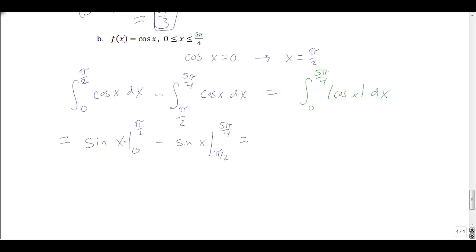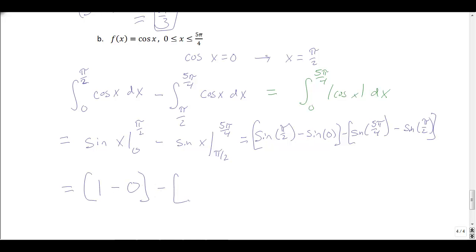Here, plugging in pi over 2 for x in the first one gives me sine pi over 2. Plugging in 0 gives me a minus sine of 0. That's my first grouping. Second grouping, I plug in sine 5 pi over 4, and then I subtract, plug in pi over 2 for x, sine pi over 2 here. And so what I get, when you look at this, I get sine of pi over 2, that's really 1, sine of 0 is 0, minus sine of 5 pi over 4.